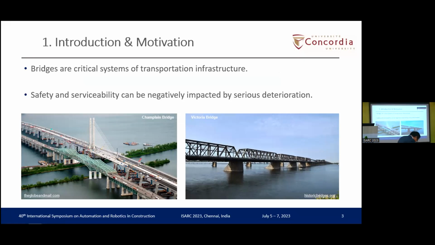Bridges are strategic points in the road network because of the severe consequences of their failure or closure to traffic. So, measures must be taken to prevent these structures from deteriorating to the point where they compromise the safety of users or require diversion.